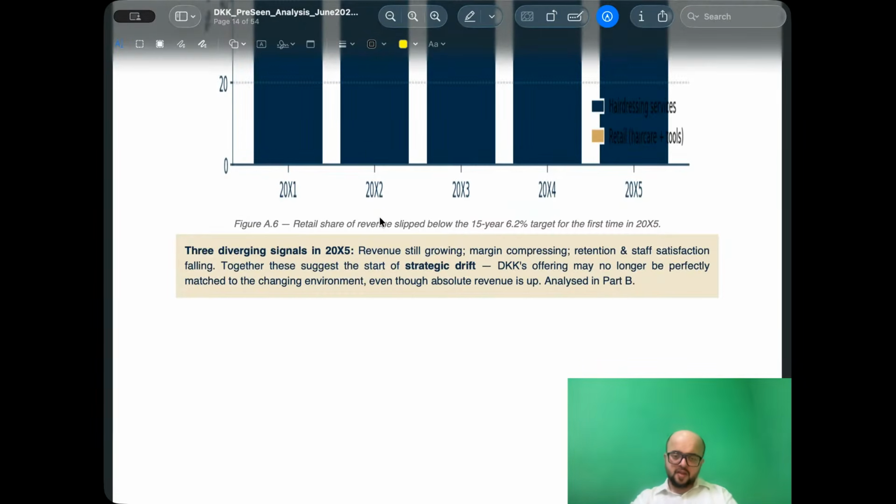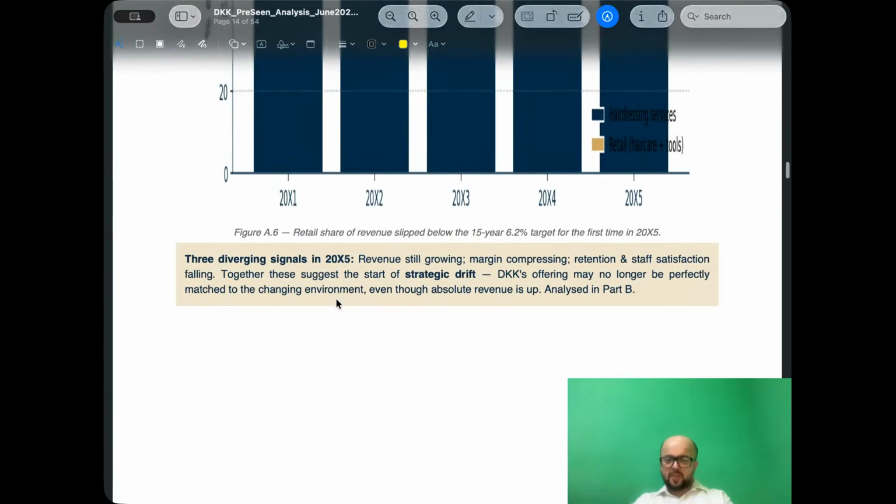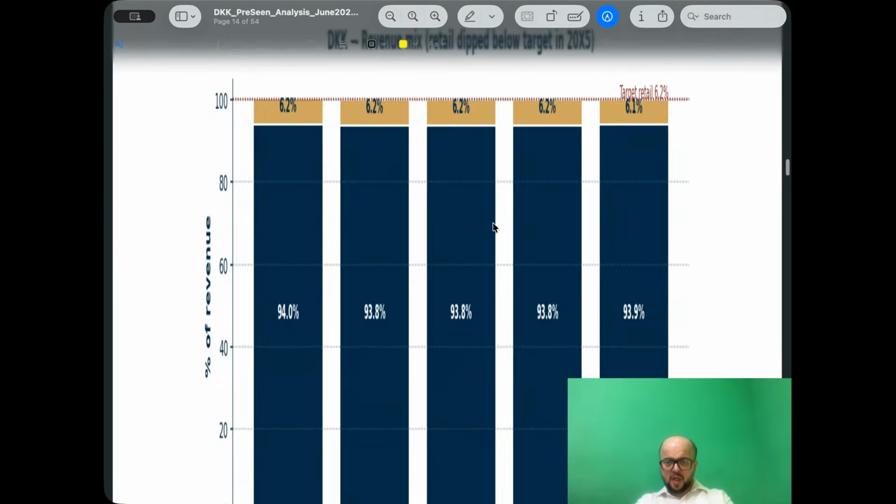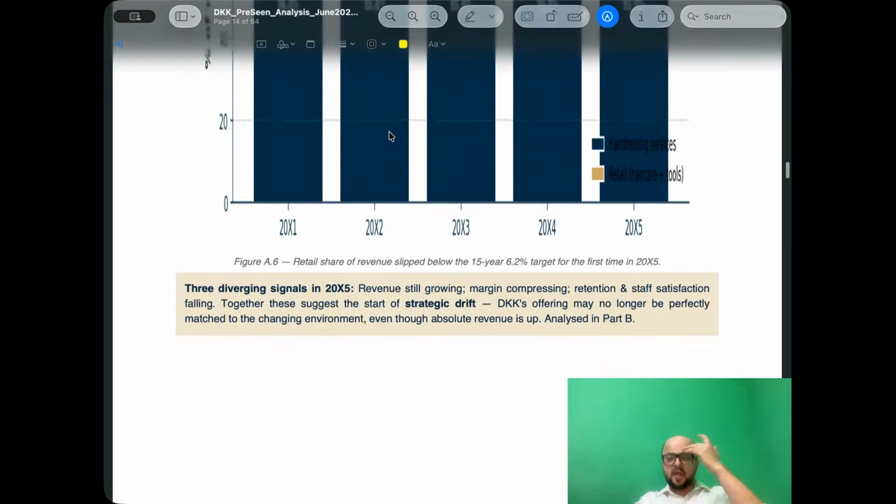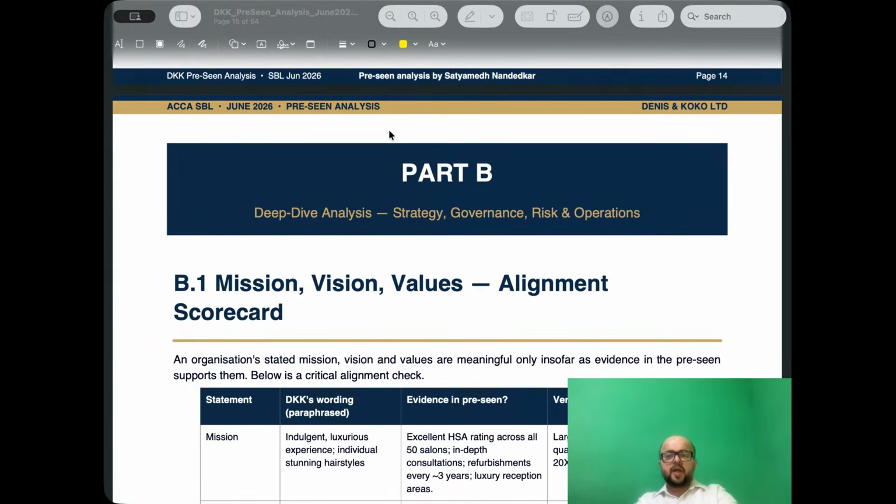Three diverging signals in 20x5, revenue still growing, margin compressing, retention and staff satisfaction is falling. Together, these suggest the start of a strategic drift. Okay, and we'll analyze that in the second part. So in part B, we'll understand the strategic drift, because you see, slowly, you are moving away from. There are certain changes that we can observe. We'll analyze that in part B, where we basically look at different models and their application to this case study.